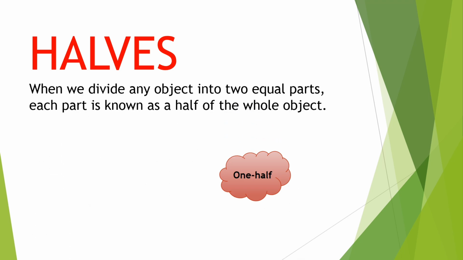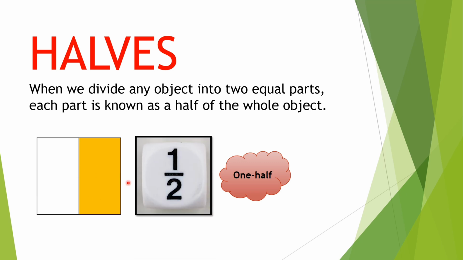When we divide any object into 2 equal parts, each part is known as half of the whole object. This you have already learned in the topic fraction introduction, meaning and the terms that we use in fraction. For this, you can, if you want, refer to my previous video. Now here the square is divided into 2 equal parts. Each part is known as a half of the whole. The shaded part is known as the half of the whole.